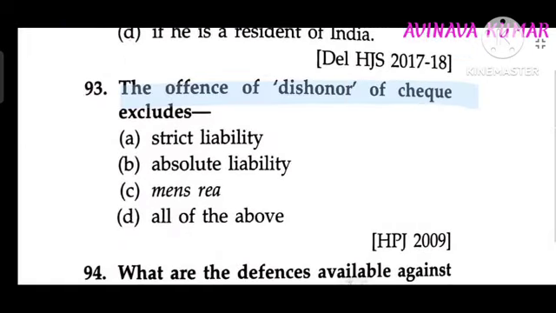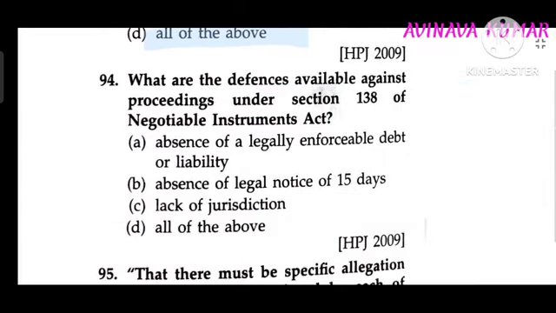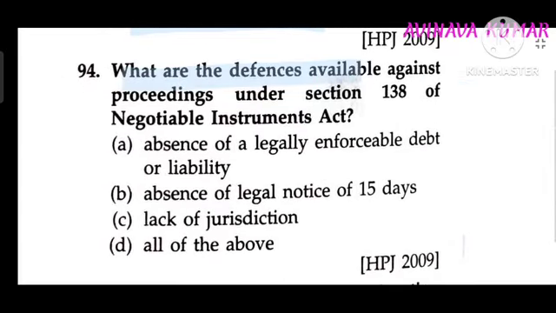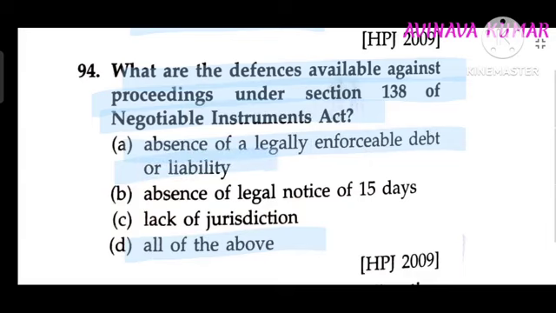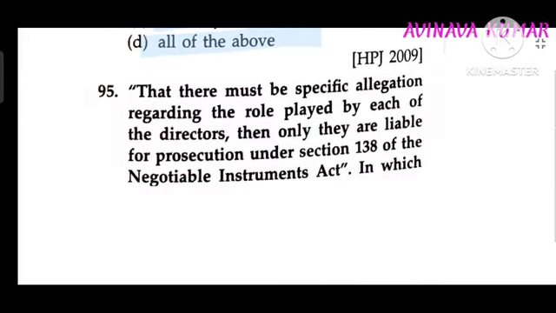The offence of dishonor of check excludes all of the above. Strict liability, absolute liability means mens rea. What are the defenses available in proceedings under Section 138 of NIA? All of the above: absence of legally enforceable debt or liability, absence of legal notice of 15 days, lack of jurisdiction.